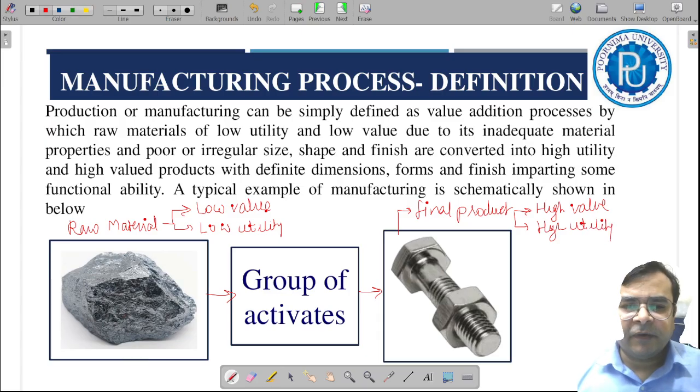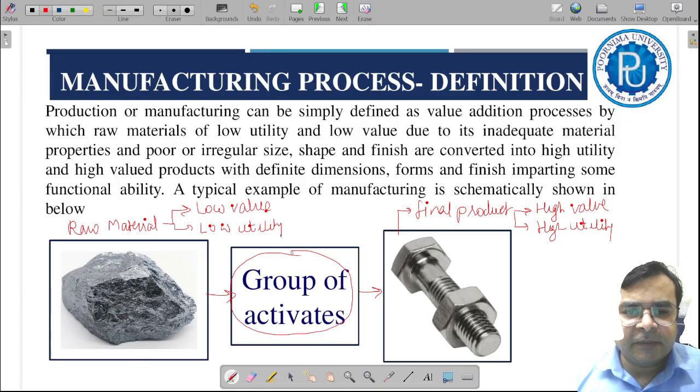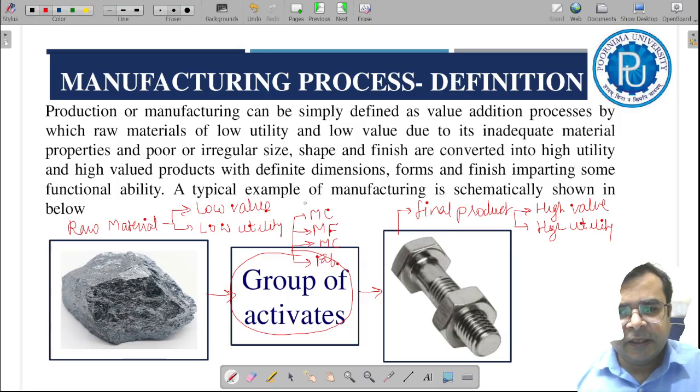So simply, manufacturing is nothing but a group of activities, and group of activities means it may be a metal casting process, it may be a metal forming process, or it may be a metal cutting process, or it may be a fabrication process. Out of these, either metal casting is performed to convert this raw material into finished goods, or a group of activities are required to convert this low utility, low value raw material into a finished product which has high value and high utility.